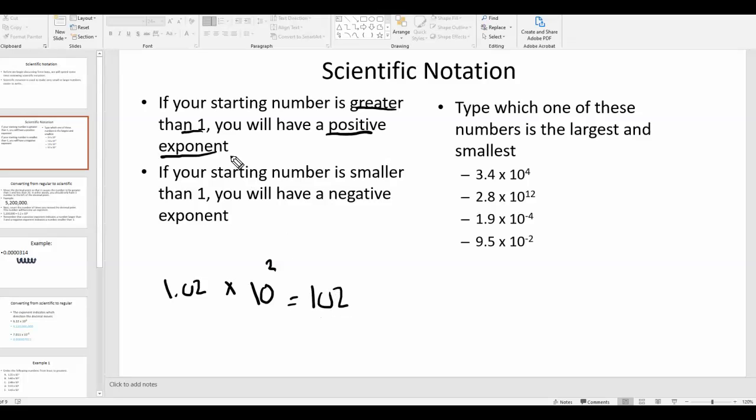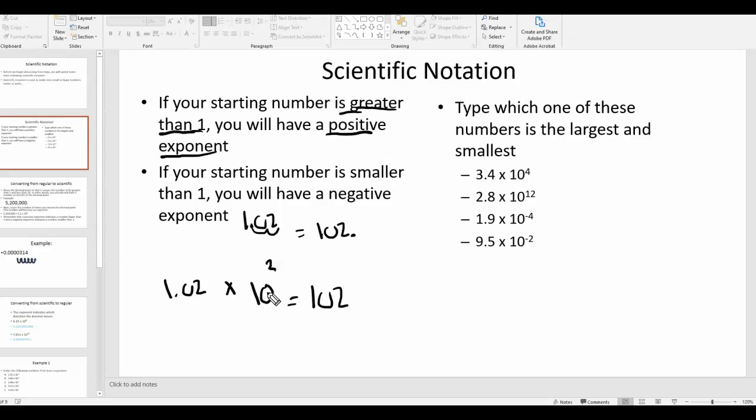Notice that that is a big number. That is a number greater than 1. Okay, so positive exponent means that you have a number bigger than 1. And the 2 basically tells you how many numbers you need to move the decimal place. So for example, if you have 1.02, the fact that it's a positive exponent, so it's a positive 2, means you take this decimal place and you move it to the right 2 spaces. So 1, 2. And that would give you 102 and a decimal place, which is just 102.